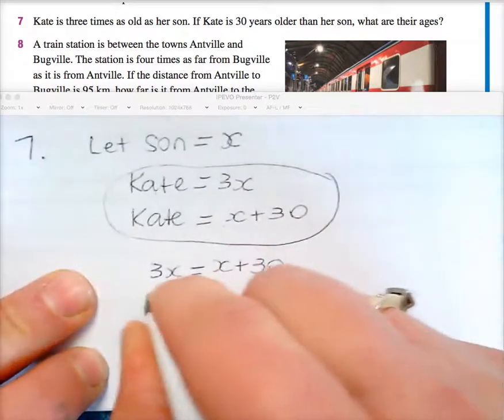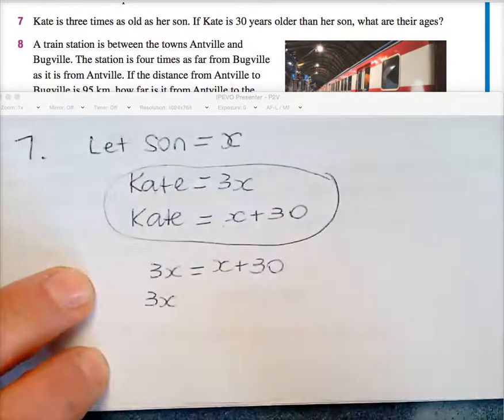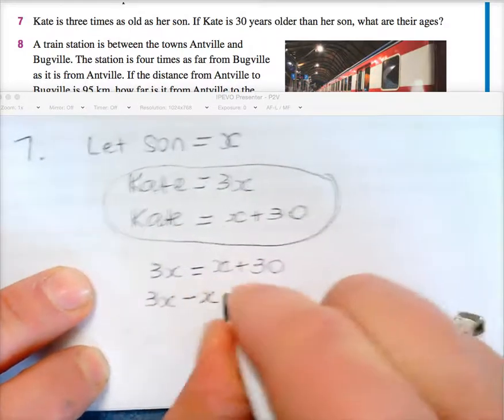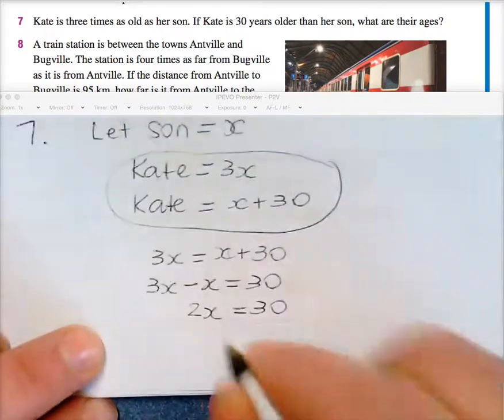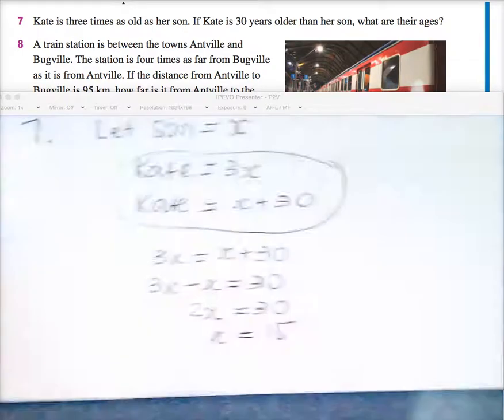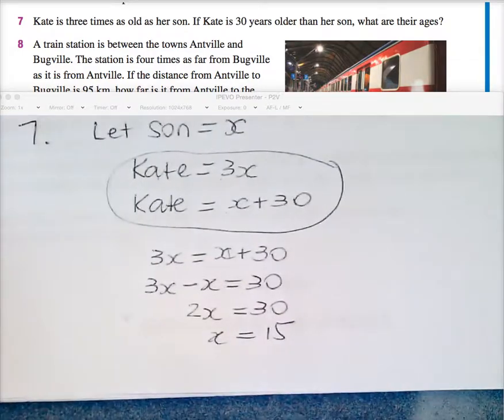So now, what do we do? 3x what? Minus x is 30. So 2x is 30, x is 15. And let's see if this works. So the son is 15.